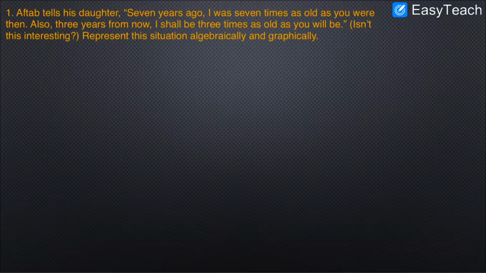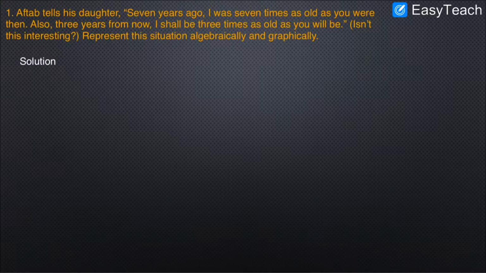I read it first. Aftab tells his daughter, 7 years ago I was 7 times as old as you were then. Also, 3 years from now I shall be 3 times as old as you will be. Represent this situation algebraically and graphically.